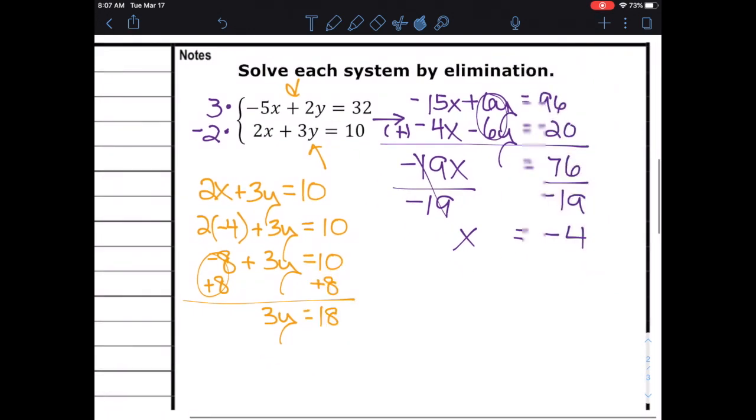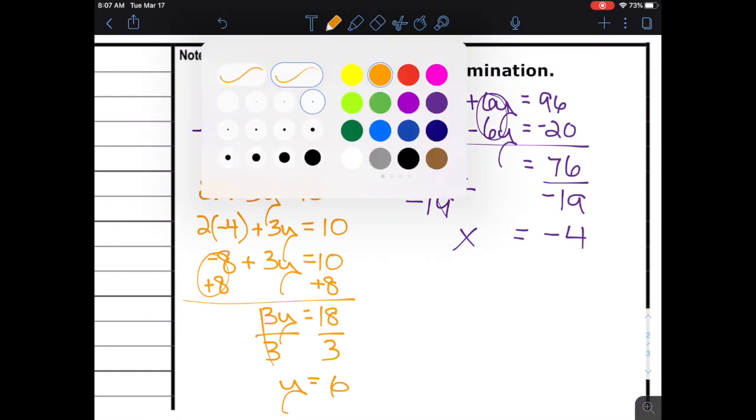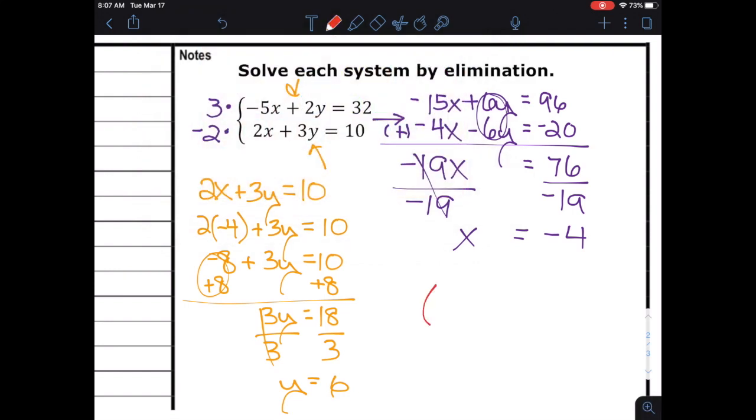Let me make this a little bit smaller so we can see what's going on here. And then lastly, I need to divide by 3. So y equals 6. When you finish this up, make sure you don't forget to write your answer as an ordered pair. So let's write our answer with x first: negative 4, comma 6.